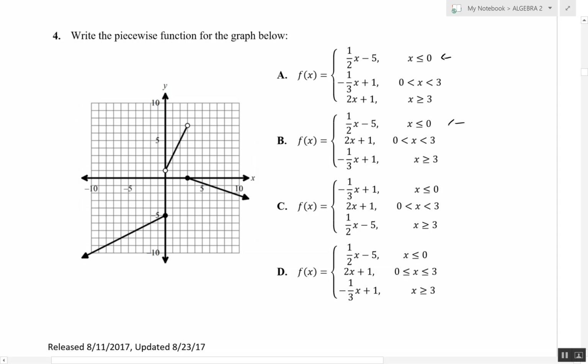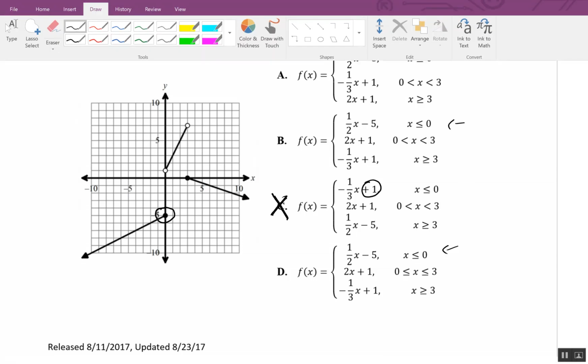These first equations are all exactly the same except for the C one. Now notice in this case it goes through -5, which means the number on the end should be -5. That automatically tells me that C is incorrect. Okay, so now from here, we should be able to see if we can eliminate something else.